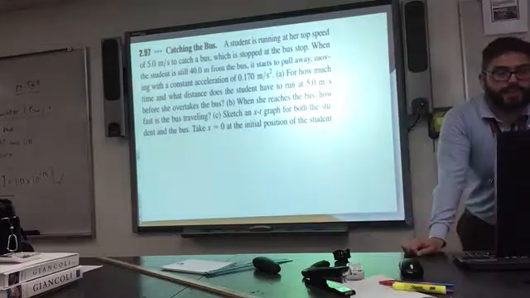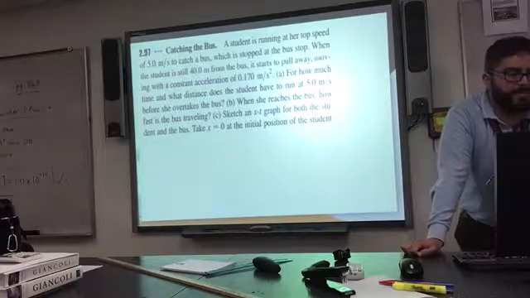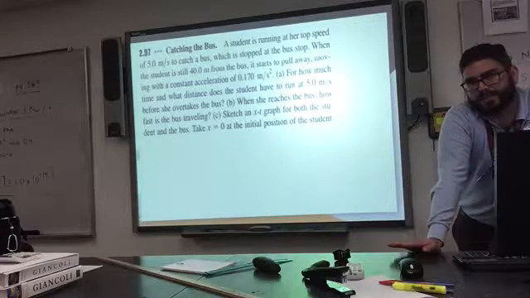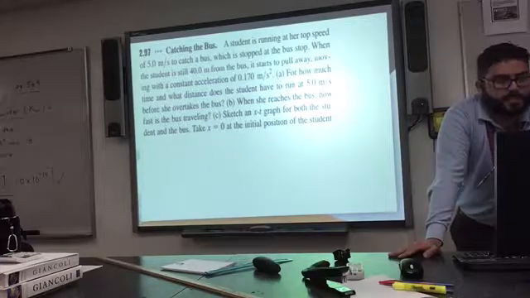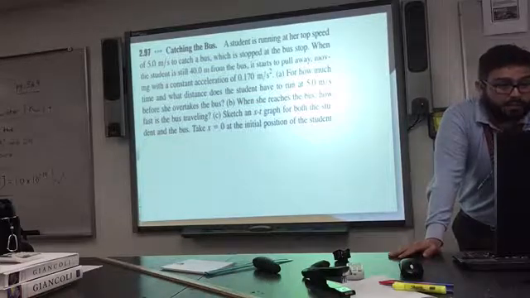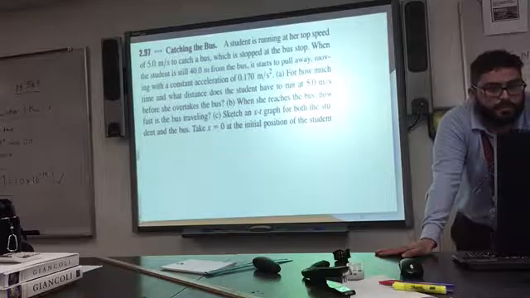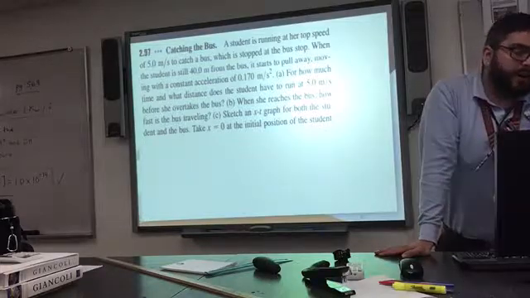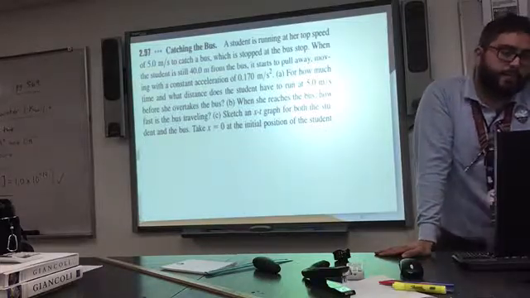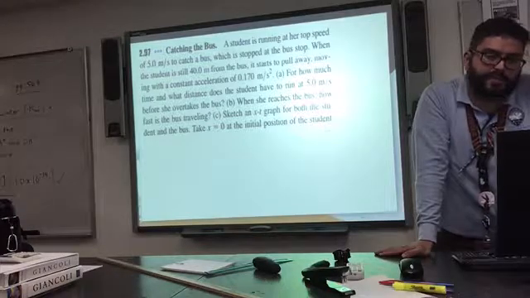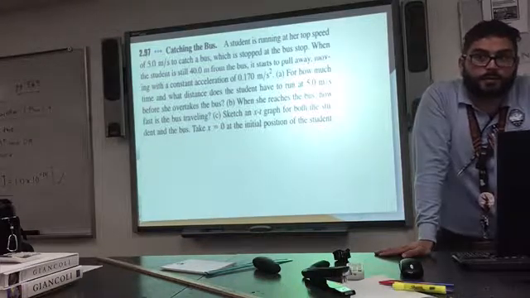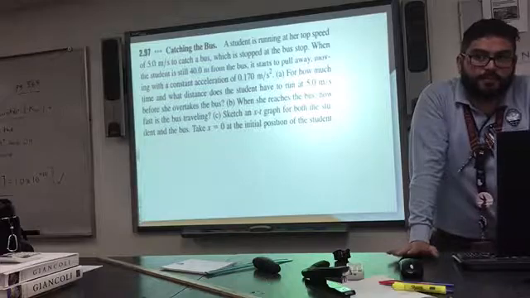So a student is running at her top speed of 5 meters per second to catch a bus. You're noticing a trend. Physics doesn't like buses. Which is stopped at the bus stop. When the student is still 40 meters from the bus, it starts to pull away, moving with a constant acceleration of 0.170 meters per second squared. Okay, so you guys get it?